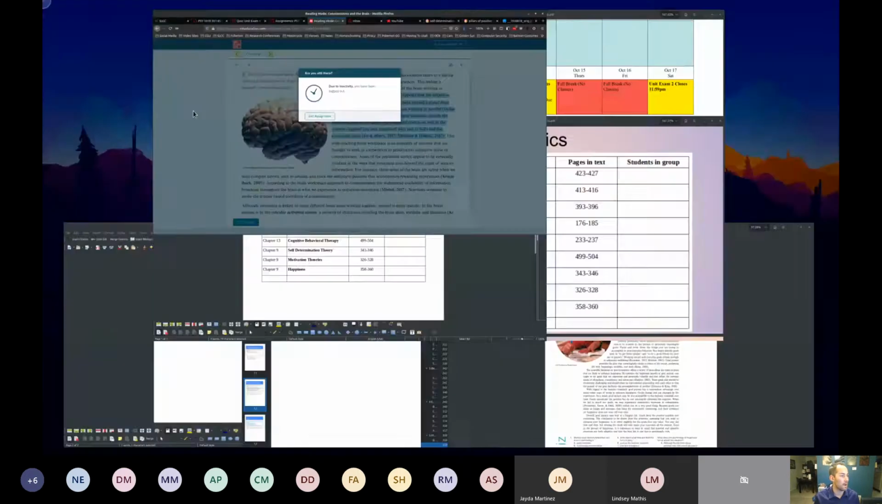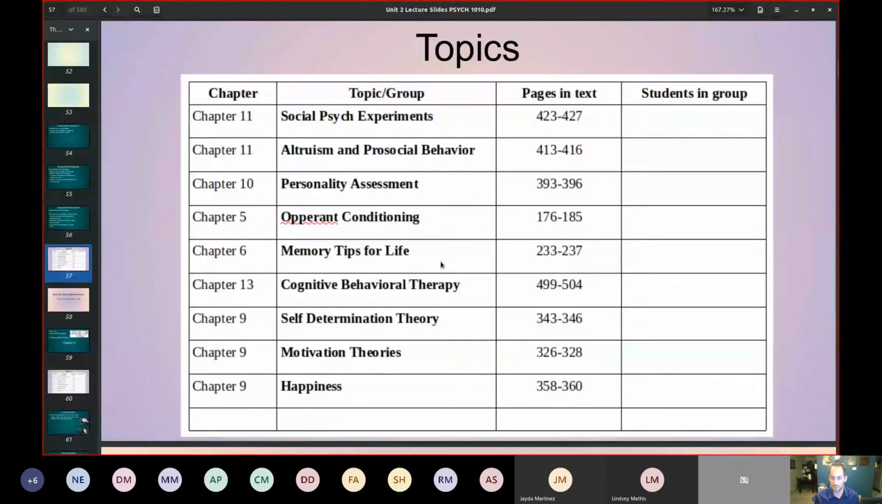All right, let's go back to the topics. We just found four people interested in operant conditioning. Memory tips for life. So again, if you've already mentioned it, like Carter Whalen mentioned memory tips for life earlier. All right, so we've also got Catherine Keller, Nicholas Eng, and oh, it's moving. Tiara.